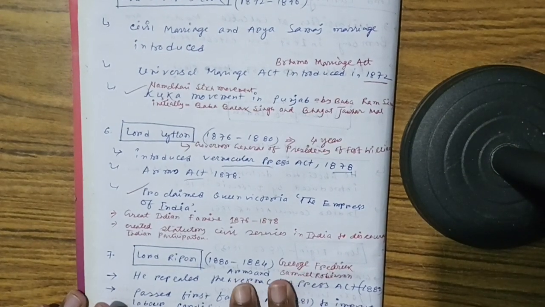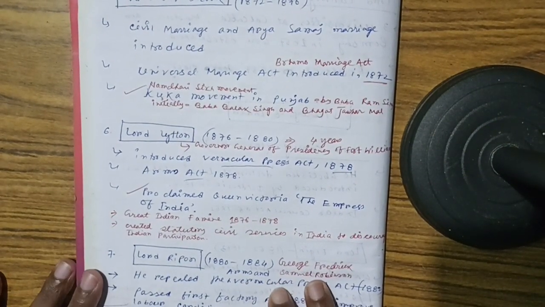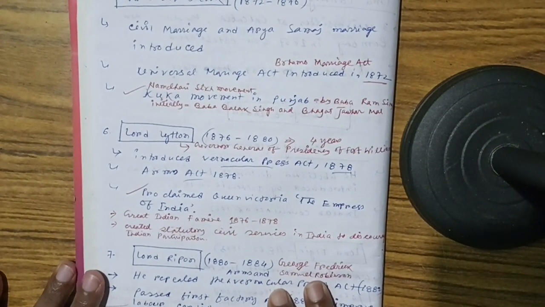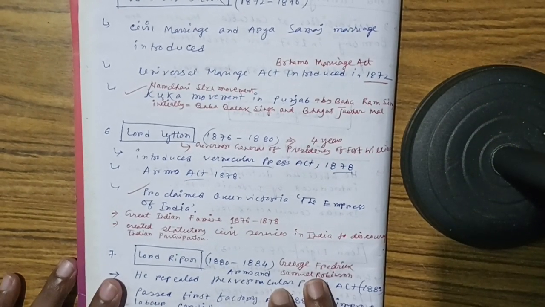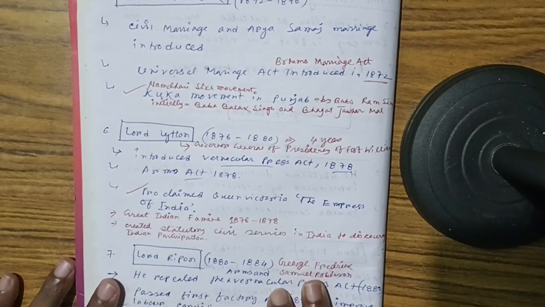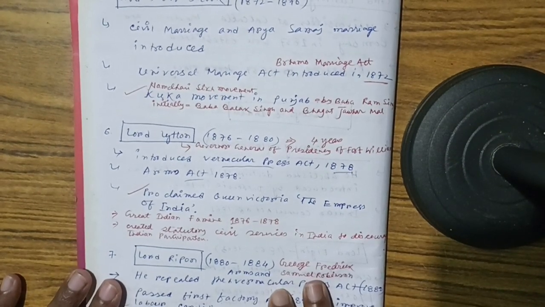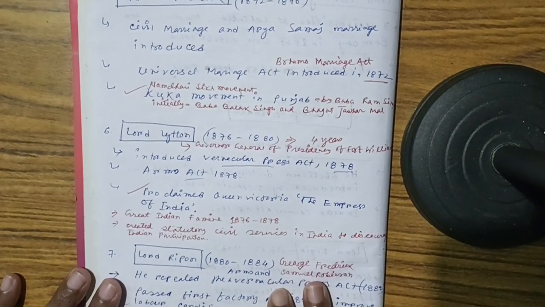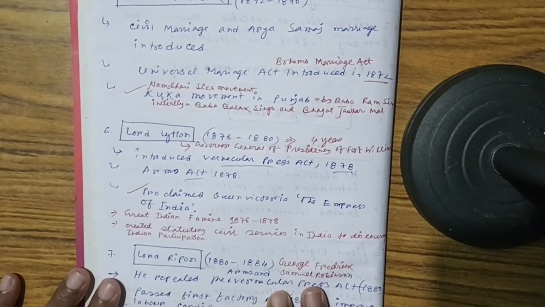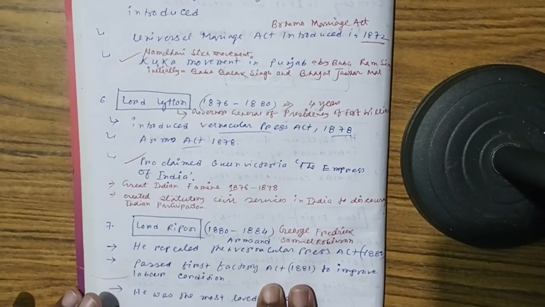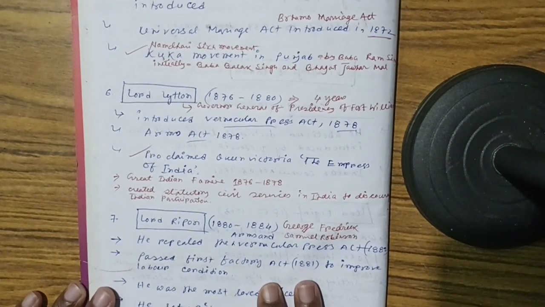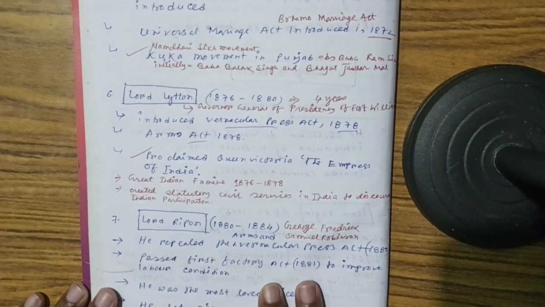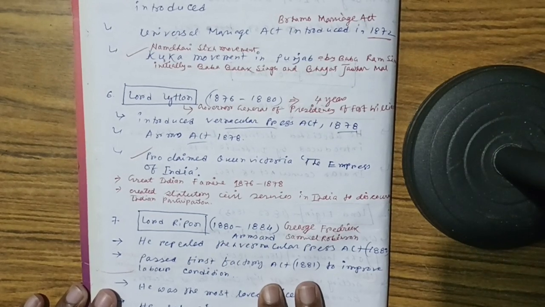Lord Lytton, 1876 to 1880. Very important. Previously, he was the Governor General of Presidency of Fort William. He introduced Vernacular Press Act 1878. He introduced Arms Act 1878. He proclaimed Queen Victoria the Empress of India. Great Indian Famine 1876 to 1878 took place in his time.